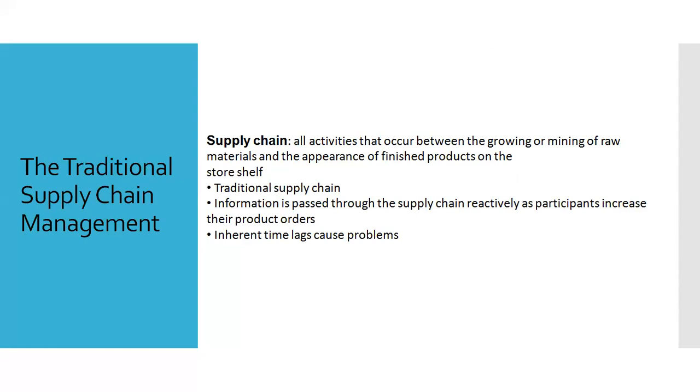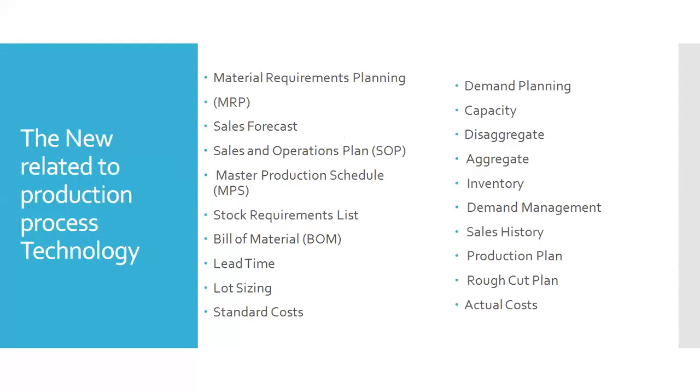Information is passed through the supply chain reactively as participants increase their product orders, and the inherent time lags cause problems. The terms related to product production technology include MRP, sales forecast, sales and operations, master production schedule, stock requirement list, bill of material, lead time, lot size, demand capacity planning, inventory, demand management, sales history, production plan, rough cut, and actual cost.